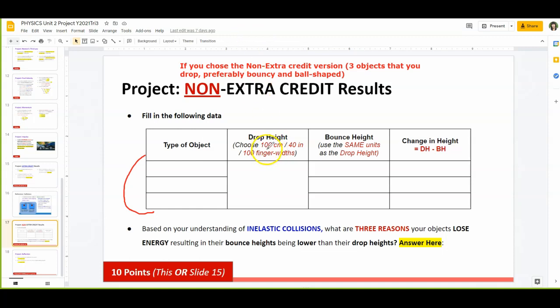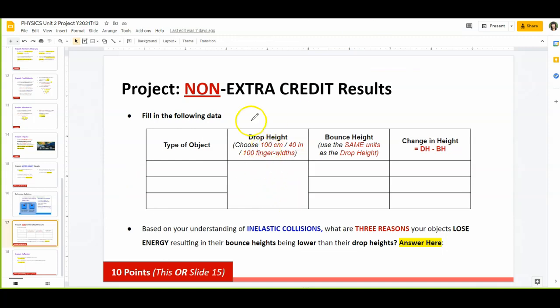You either chose to measure in 100 centimeters, 40 inches, or you used your fingers stacked on top of each other and measured 100 finger widths. So everybody should have just one answer here. If you chose 100 centimeters, you would just write 100 centimeters. If you chose 40 inches, you would just write 40 inches.